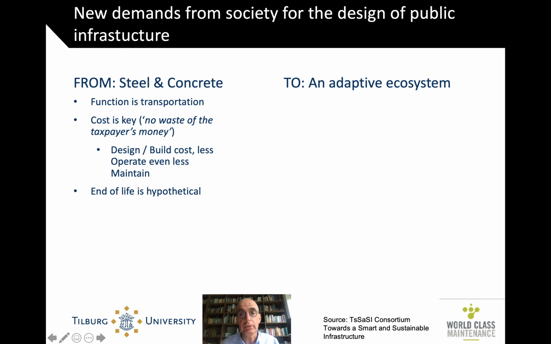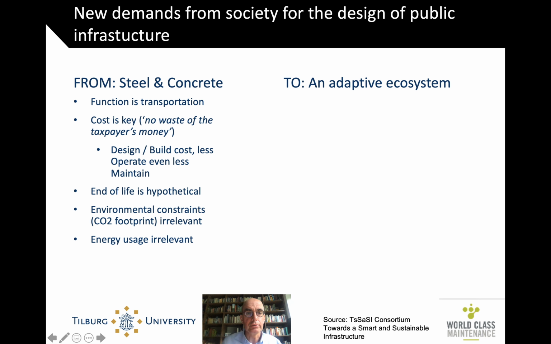So there was not really focus on that circular idea and the environmental constraints. So the CO2 footprint for all that concrete and steel, it's mostly irrelevant, not really a main point of concern. Also, the energy usage of all the installations and systems around that infrastructure wasn't really a main point of focus. And digitization was basically absent. Concrete and steel. What do you mean digital?